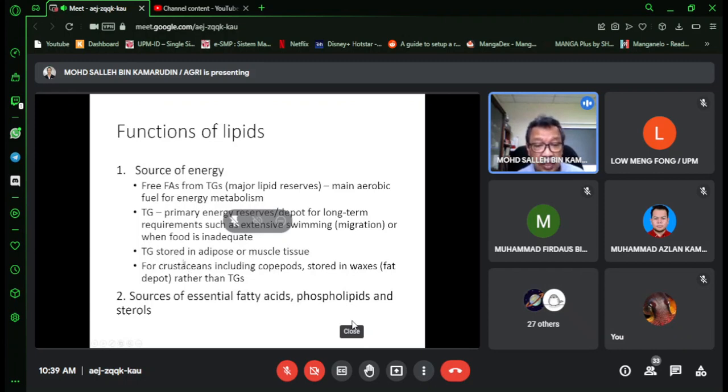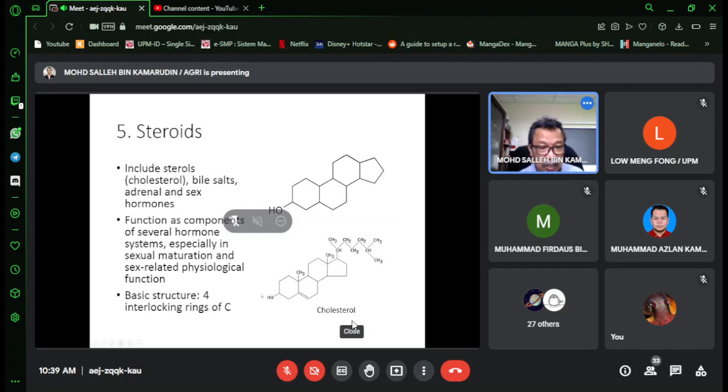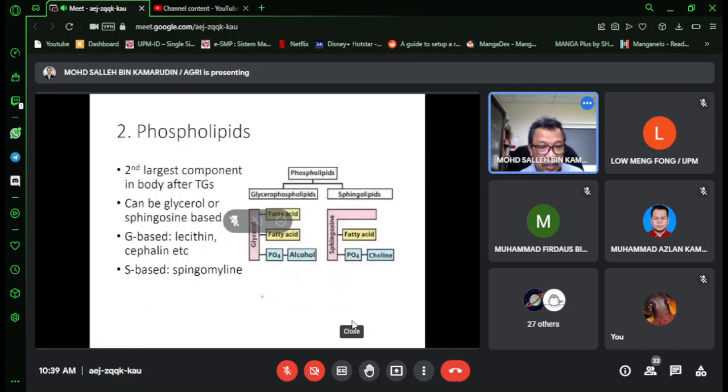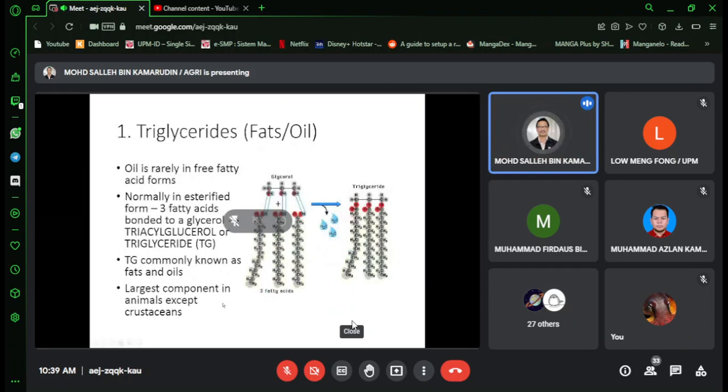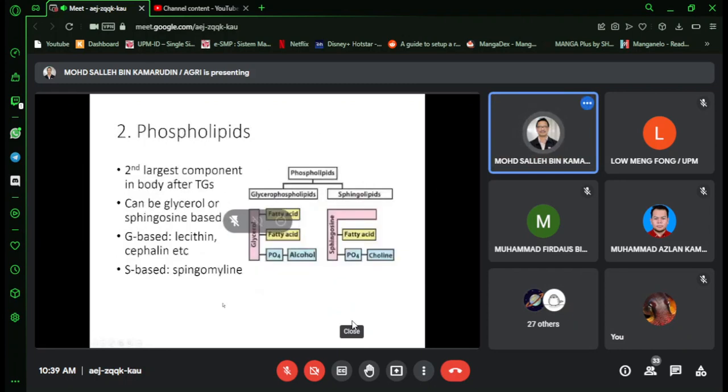Triglycerides are usually stored in adipose or muscle tissue. Sometimes they are also stored in the liver. And for crustaceans, including copepods, the energy is stored in waxes rather than triglycerides. We talked about this a bit earlier, it's slightly different, since as an energy reserve it is usually not in wax.